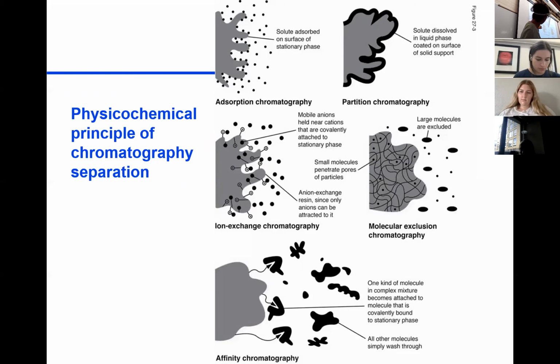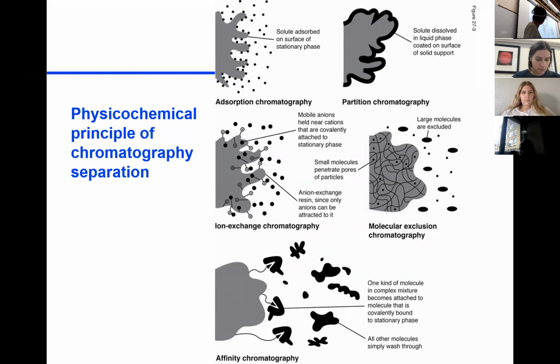The other one, which we talked about, is partition chromatography. You have your inert solid and you have your liquid bound to that solid, and that liquid is now your stationary phase. Your solute dissolves in it and partitions between the stationary liquid and the mobile liquid phase. This separation, this solubilization, is based on the polarity of your mobile phase versus the polarity of your stationary liquid phase.